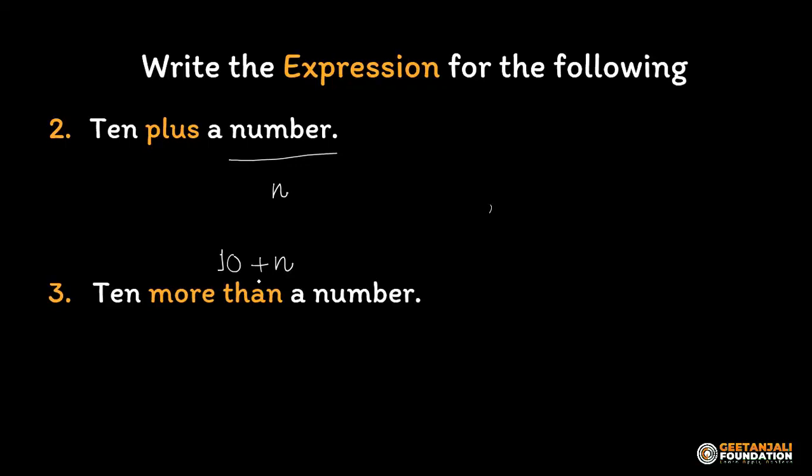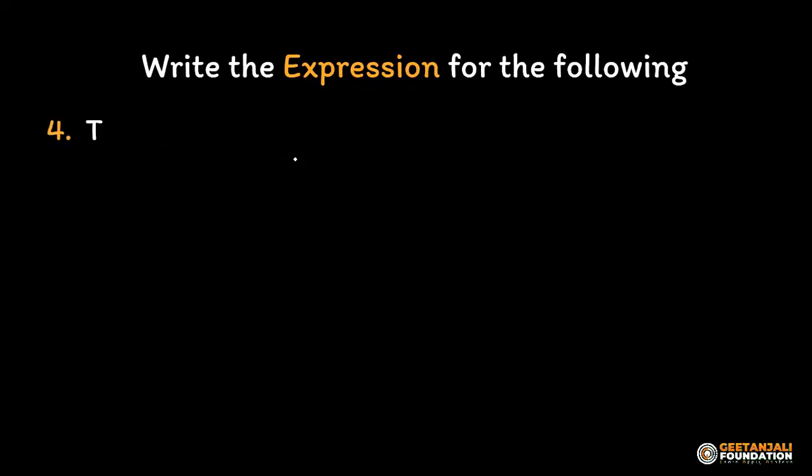10 more than a number. A number again is a variable. I am taking this as n. So a number we will write first, and 10 more than this number will be written as n plus 10. Just we have changed the order. The way the question is formed, accordingly you have to arrange it. Be careful about it. In case of addition and multiplication, although it doesn't matter much because those follow commutative property, but in case of division and in case of subtraction, you need to be careful about the order of writing it.